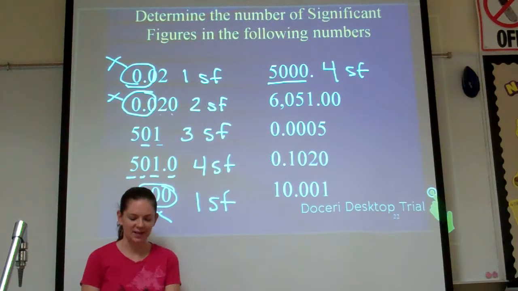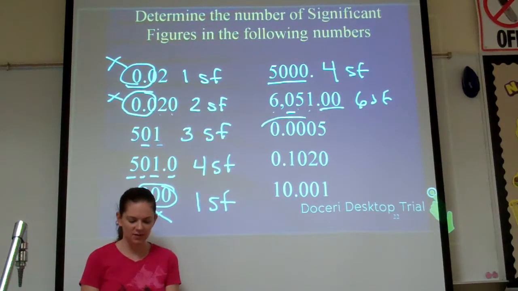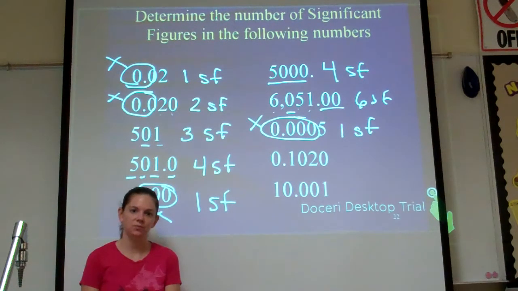6,051. Again, we have a captive zero that will count, and we have trailing zeros. There is a decimal point, so those trailing zeros will count. So I have 1, 2, 3, 4, 5, 6 significant figures. Our next one, 0.0005. All of these zeros, again, are leading zeros. They do not count. They're just holding a spot. So there is only one significant figure.